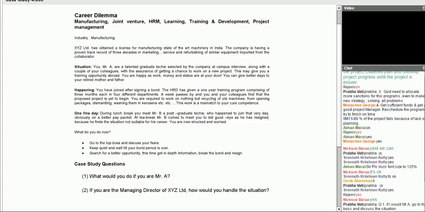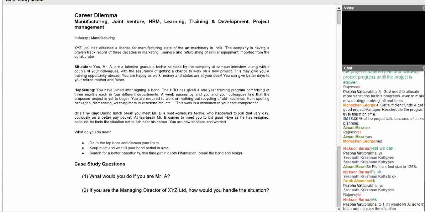After joining the company, as per the bond, you are required to do work on nothing but recycling of old machines: opening packages, dismantling, washing them in kerosene, etc. This is a mismatch to your core competence. Whatever promise was made during the campus interview is not being fulfilled. So it's basically a mismatch as per the competence you have; you have not been offered the job of that particular kind.